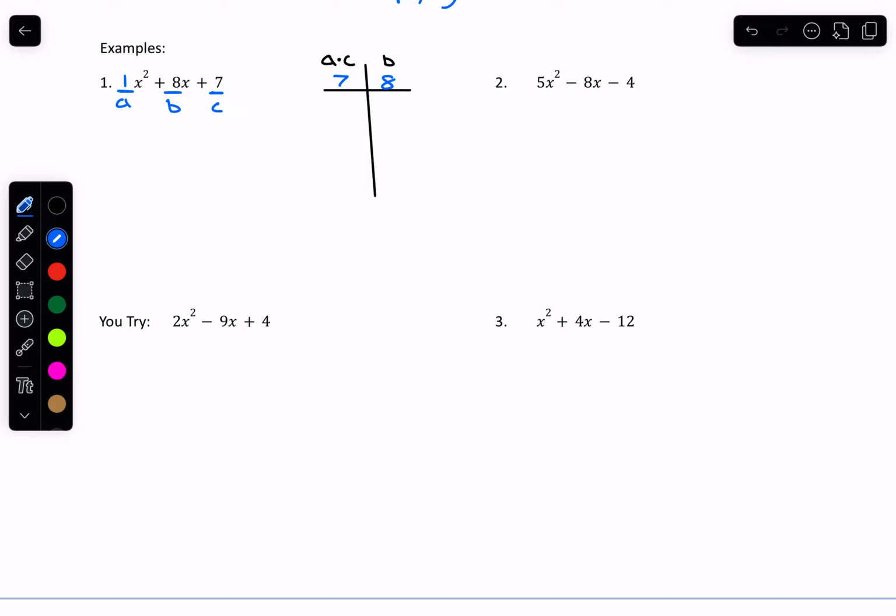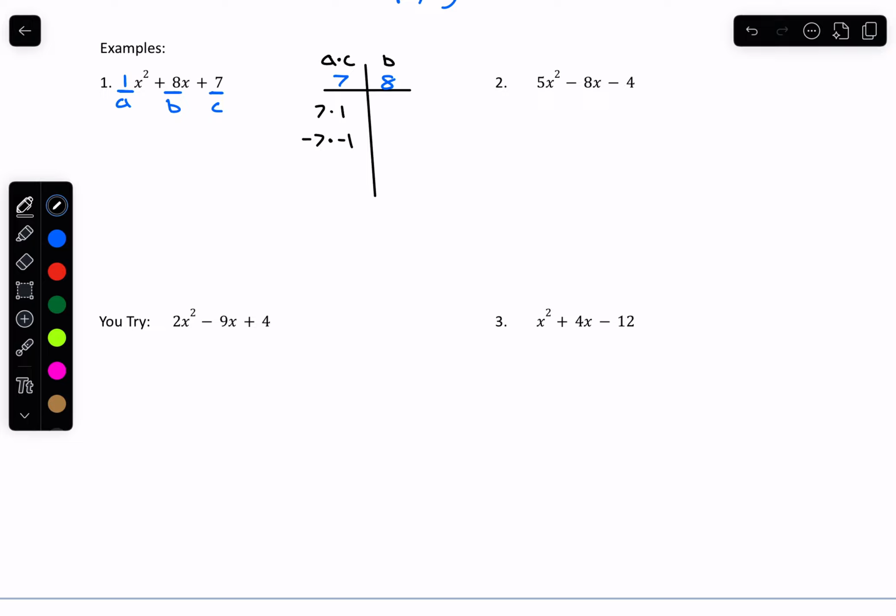And so now what we're going to do on the left side of this table is list out every combination we can think of that multiplies to give us 7. But it has to only be two factors. Because 7 is prime, there's not a lot of options here. So we could do 7 times 1 gives us 7, but we could also do negative 7 times negative 1 gives us 7. Those are the only options though, because 7 is a prime number.